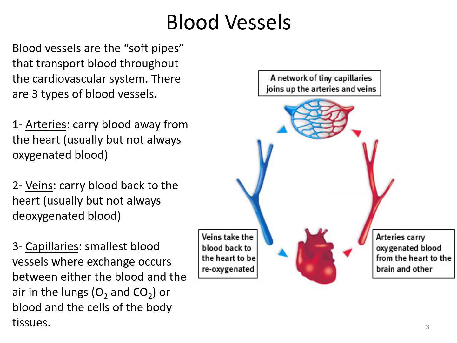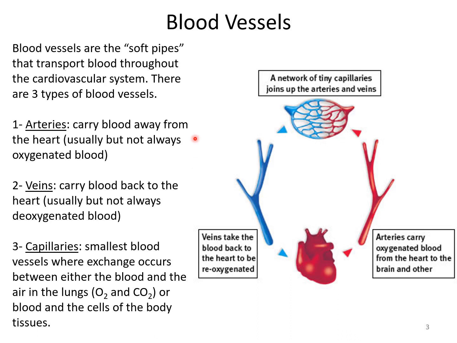So let's look at those blood vessels. Blood vessels are often called the soft pipes because they are essentially the pipes that transport the blood throughout the cardiovascular system. We've got three types of blood vessels. We have the arteries. The arteries are the ones that carry the blood away from the heart.